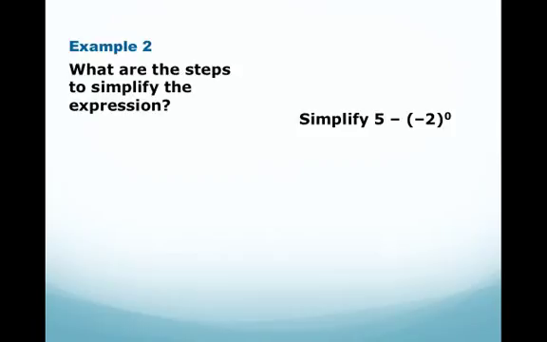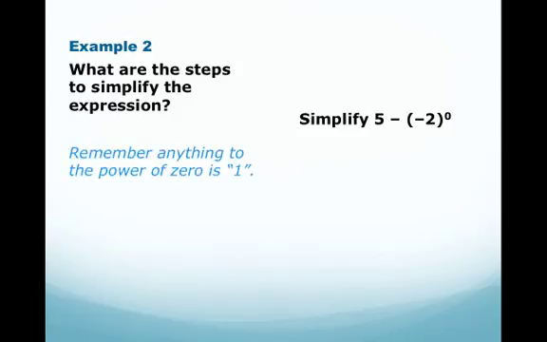Example 2. What are the steps to simplify the expression 5 minus -2 to the 0 power? Remember, anything to the power of 0 is equal to 1. So -2 to the 0 power is equal to 1.